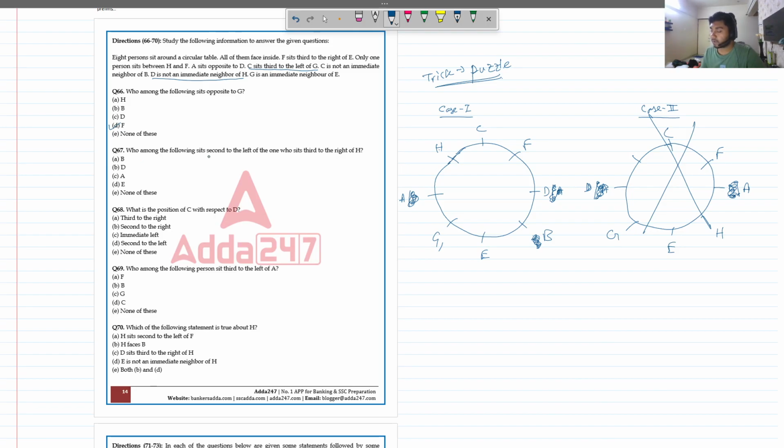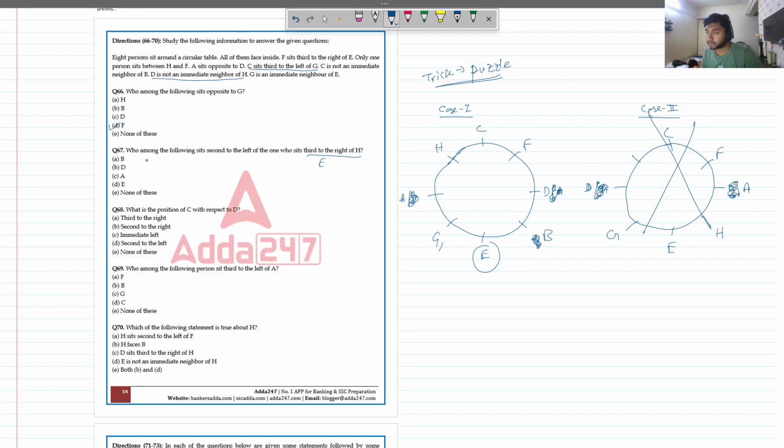Who among the following sits second to the left of the one who sits third to the right of H? In this type of question, who sits second to the left, third to the right, we always go from the back. Third to the right of H, who is that person? They are facing inside, that means this is the right side for H. Third to the right, first, second, third, E is the person who is third to the right.